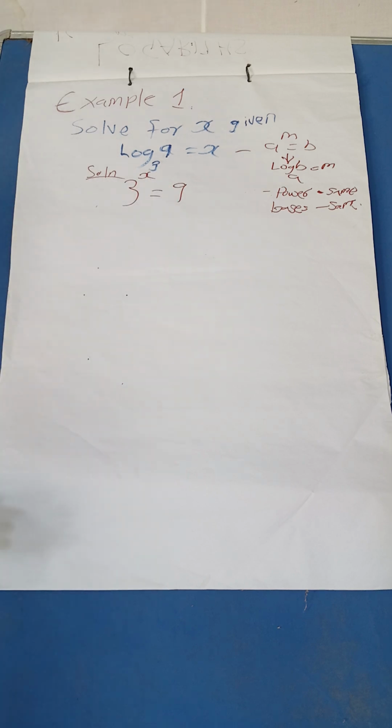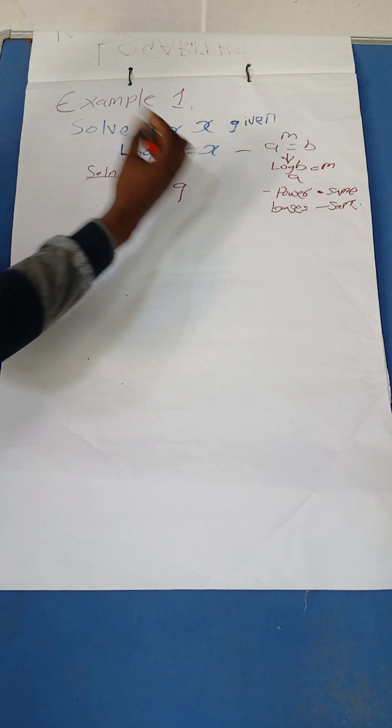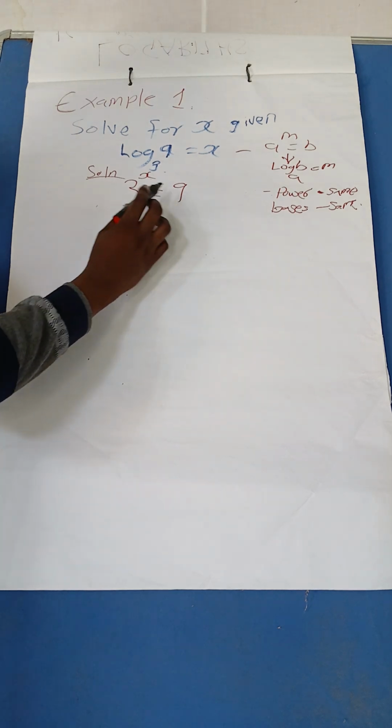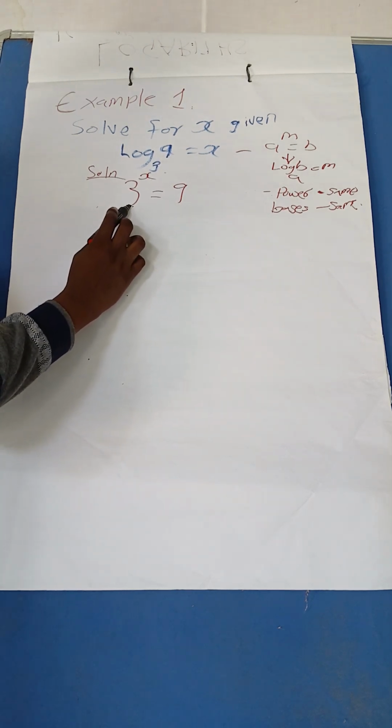Here, if the unknown is on the power, the upper part, make the bases the same. Or if the unknown is on the base, we make the powers the same. Now for this case, I can see the x that we are looking for is on the power form. Now I will make my bases the same. How? What can I make the 3 here? Now I have 3 here.